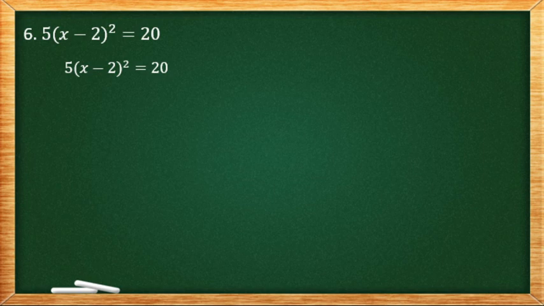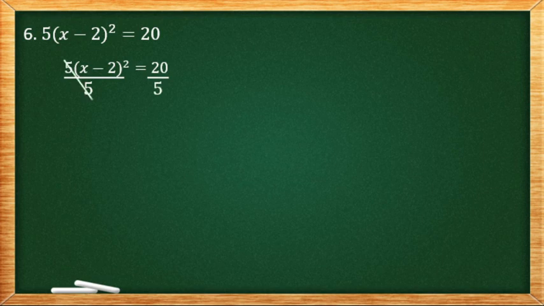Kailangan nating matanggal yung numerical coefficient na 5. Laging tatandaan, kapag may numerical coefficients na katabi, dapat natin matanggal muna yun. Paano? I-divide natin kung ano yung numerical coefficient na yan. Sa given natin, 5 times of x minus 2 squared is equal to 20. Meron tayong 5 na katabi ng x minus 2 squared. Para mawala yan, divide both sides by 5.